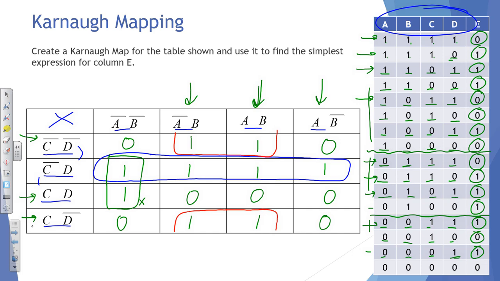So let's go back to the big blue rectangle. What do those parameters have in common? Well, they go through all the combinations of A and B, but they have in common the negation of C with D.